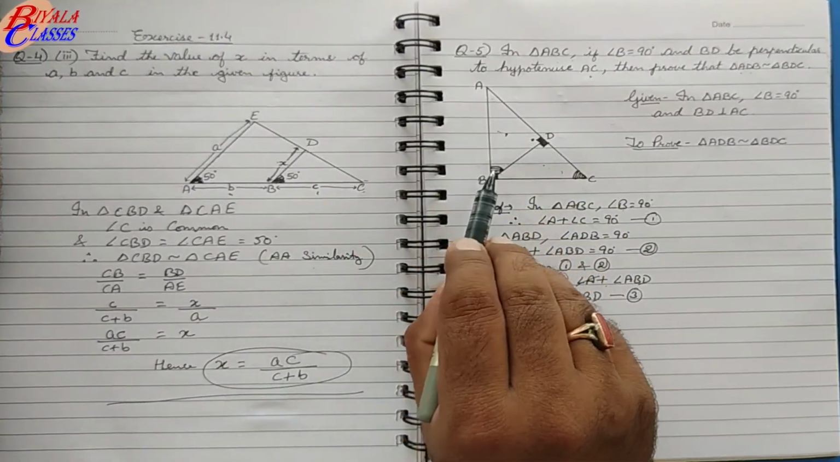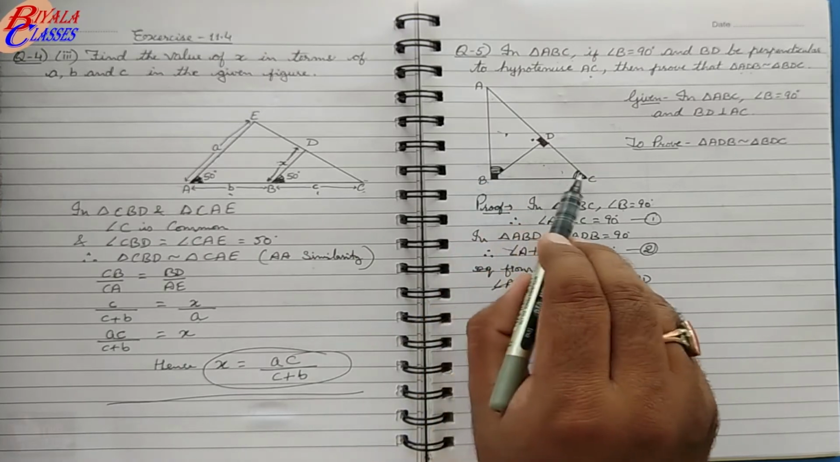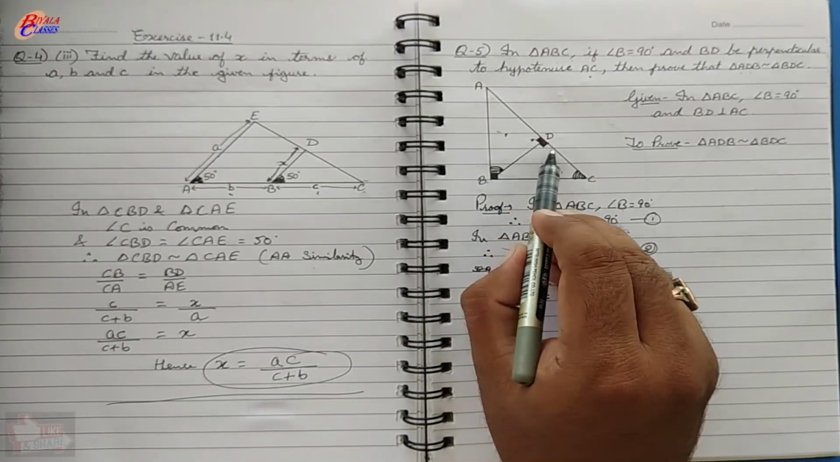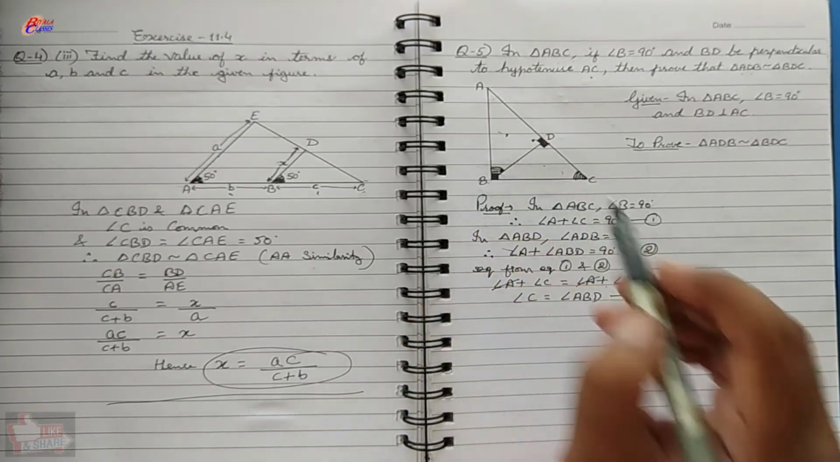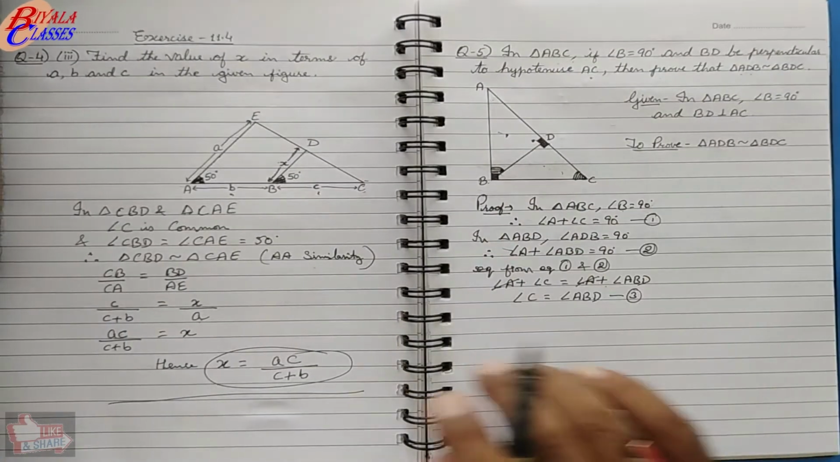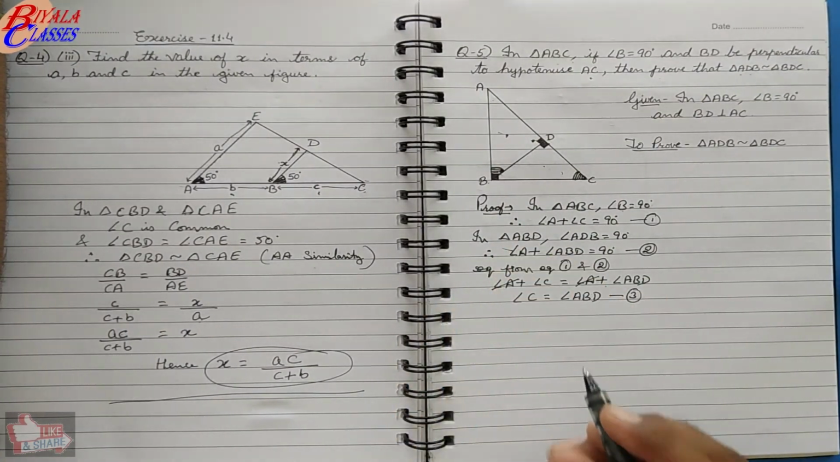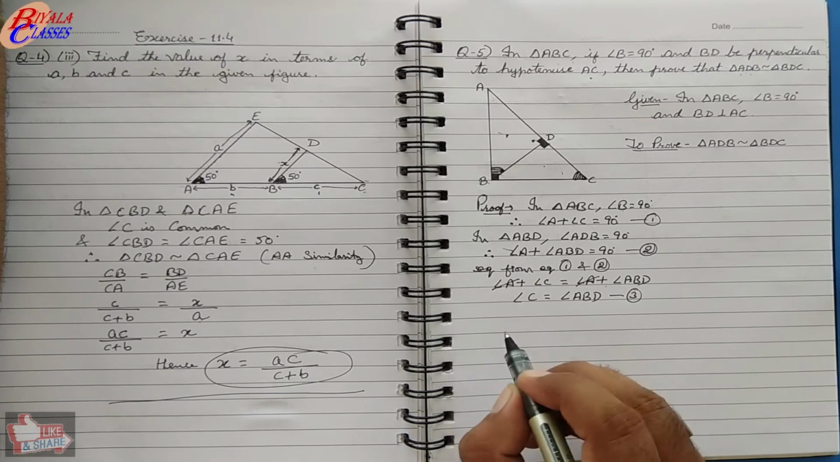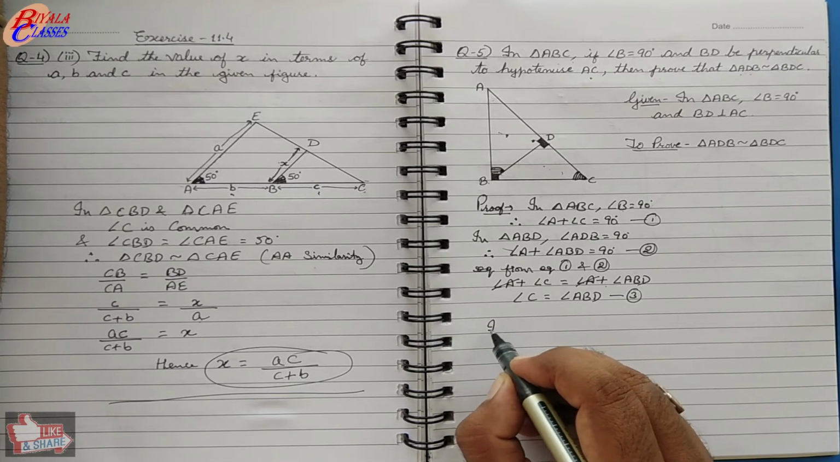So in these two triangles, now these two angles are also equal. One pair was already there, each 90, and the second pair we have already proved. So if two angles are equal, then we can say that the triangles are similar. So now let's move towards the similarity part.